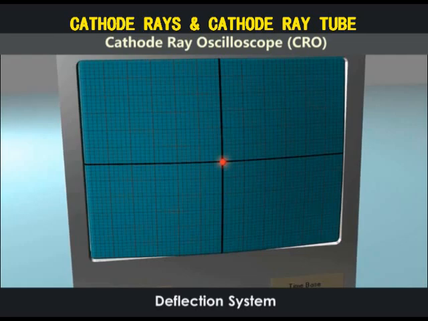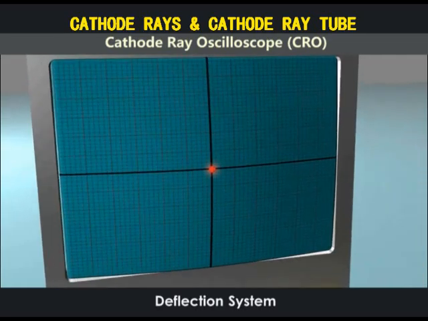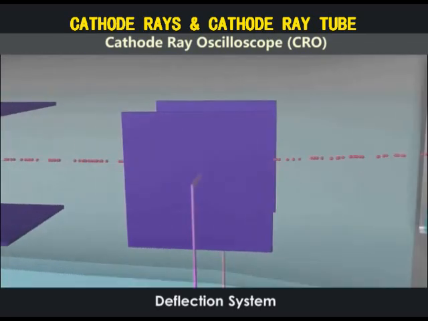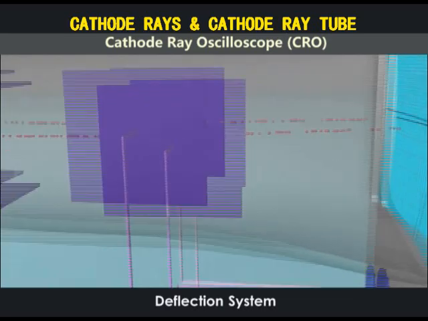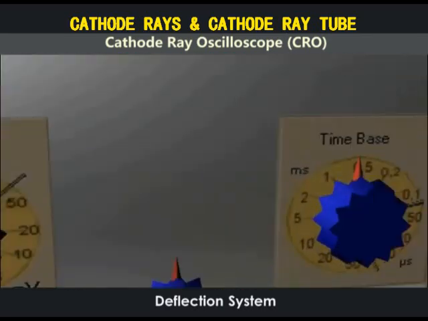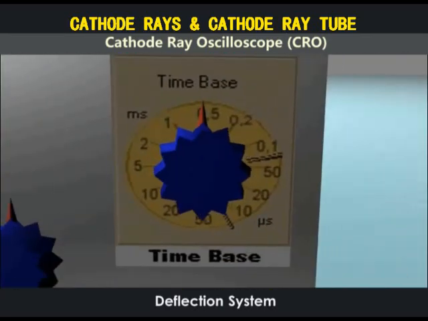The second part of the deflection system is the X plates. To understand the X plates, we must remove any signal from the Y plates. Unlike the Y plates, the X plates are not controlled by external signals or inputs. The X plates work by a signal from inside the CRO. The value of the signal is controlled by a button on the interface. This button is named the time base.